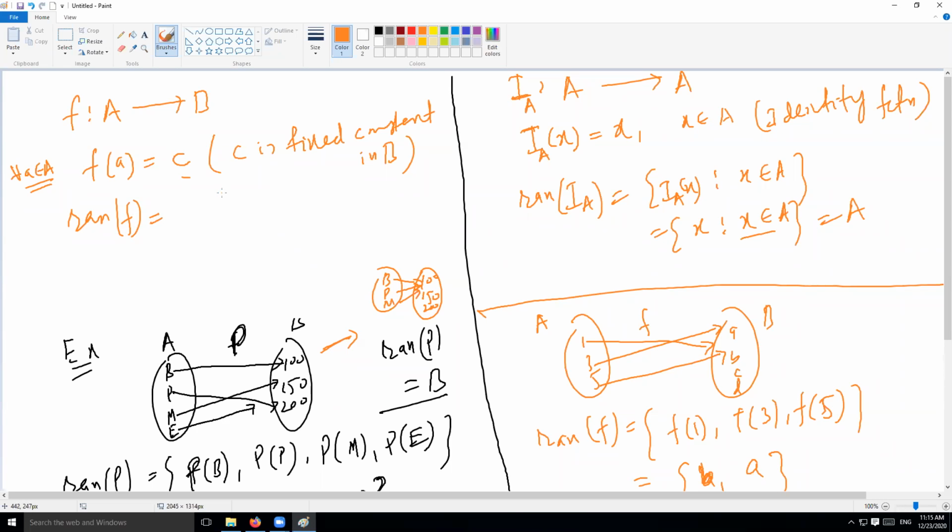What will be the range of this function? C, sir. It's going to be a singleton set. How will you write it? Range of f is f of A such that a is in A, but f of a is C for all a in A, so the output is going to be the singleton set C. Okay, the singleton set C. So this is really the range of the constant function.